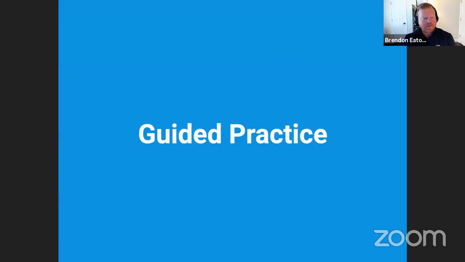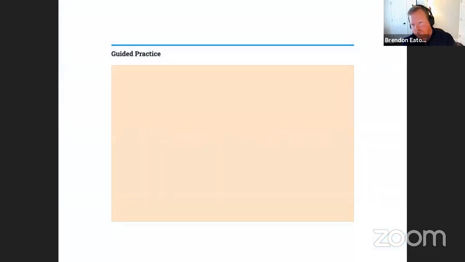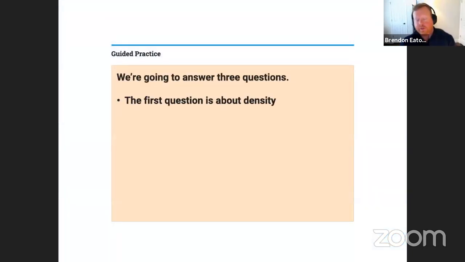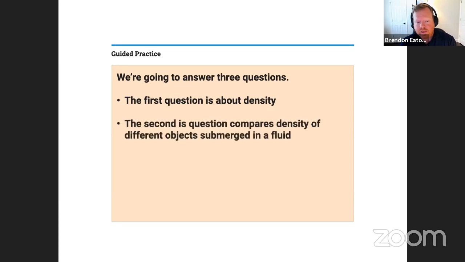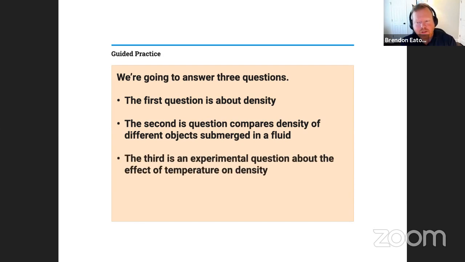All right, let's check out our guided practice questions for today. We're going to answer 3 questions. The first question is strictly about density. The second question compares density of different objects submerged in a fluid. And the third is a really interesting experimental question about the effect of temperature on density. So let's look at our first question.